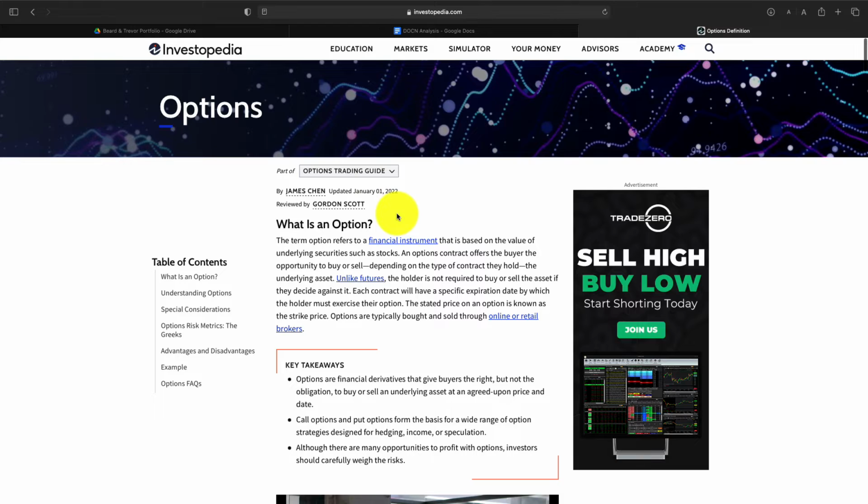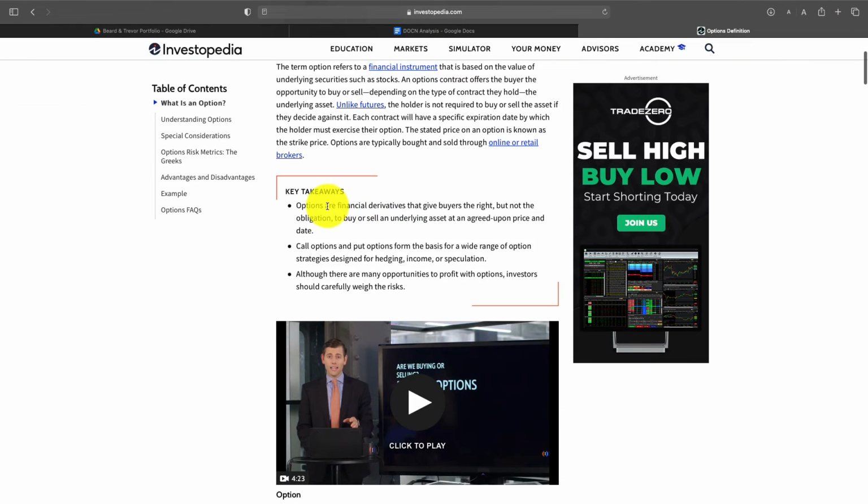I'm just looking at the Investopedia definition here. Options are financial derivatives, or just financial products that get their value from an underlying stock, that can give the buyer the right but not the obligation to buy or sell an underlying asset, or that stock, at that price at a certain date. So that kind of makes sense, very, very broad.